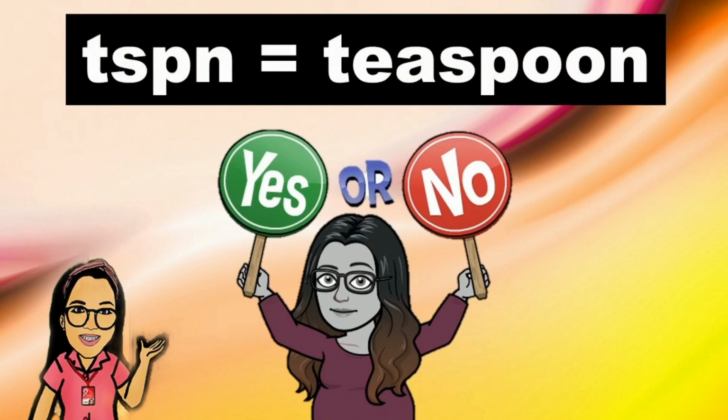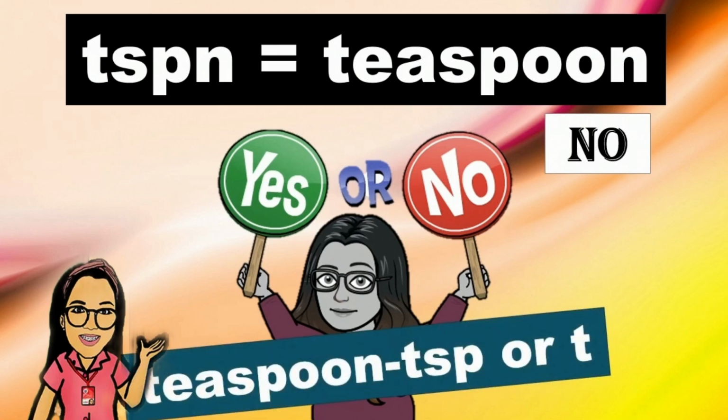TSPN. Is it the abbreviation of teaspoon? Yes or no? No. TSPN is not the correct abbreviation of teaspoon, because the correct abbreviation is TSP or a small letter t.